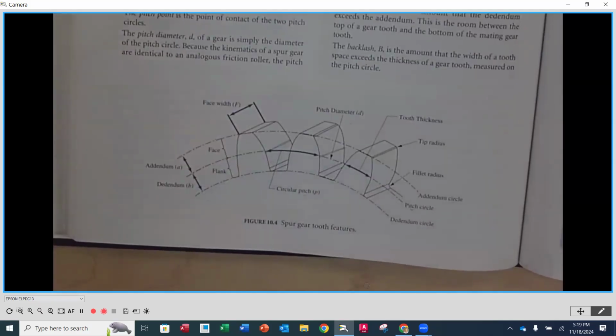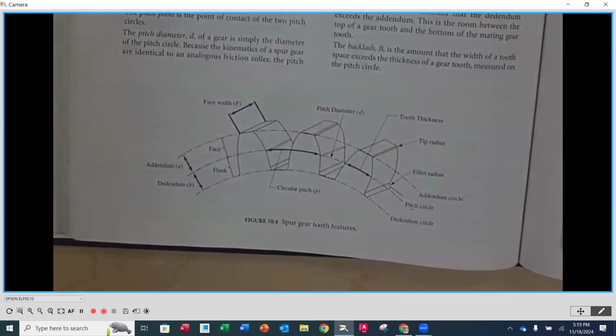Back a page. The next thing on here that I want you to be aware of is what we call the face width. The face width is going to be, if you would, the thickness of those gear teeth.